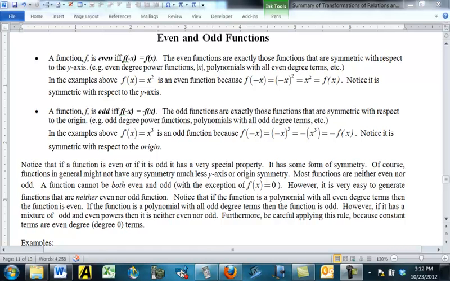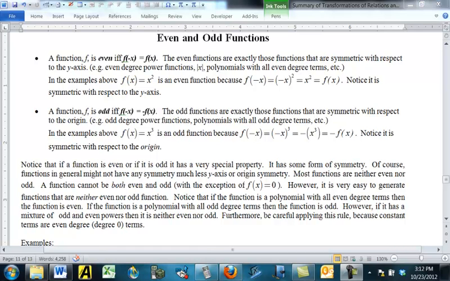So it turns out that even functions are exactly the same thing as the functions that are symmetric with respect to the y-axis. If it's an even function, it must be a function and symmetric with respect to the y-axis. If it's symmetric to the y-axis and a function, then it must be an even function. Of course, there are some relations that are symmetric with respect to the y-axis that are not functions, like the unit circle that we looked at earlier.